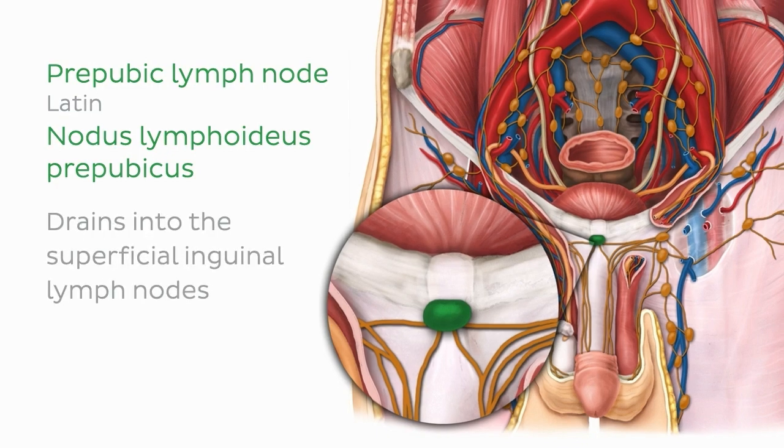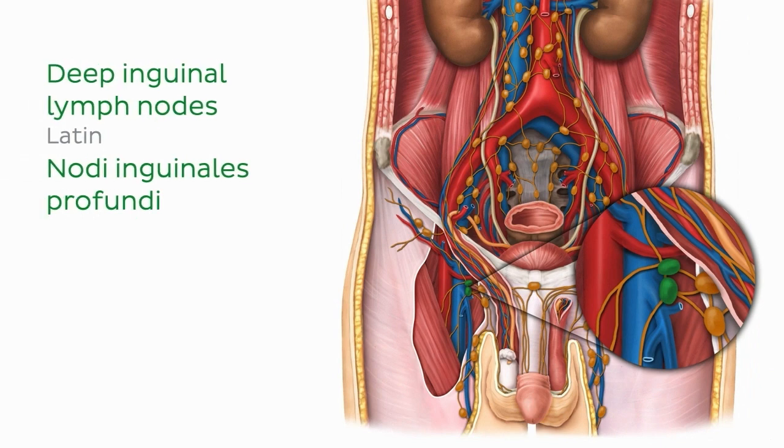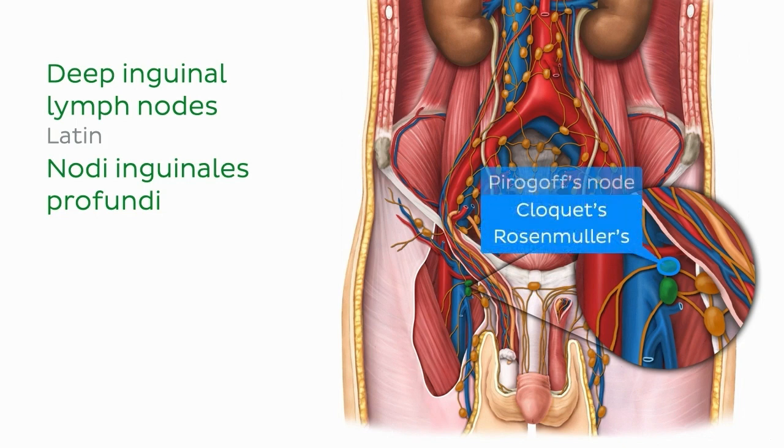The deep inguinal lymph nodes are a group of generally 1 to 3 lymph nodes, located in the same area as the superficial inguinal nodes, just deeper, as the name suggests. We can see them highlighted in green in this image now, lying medial to the femoral vein. The most superior and most constantly present of the deep inguinal lymph nodes is known as Rosenmüller's, Cloquet's, or even Pirogoff's node.